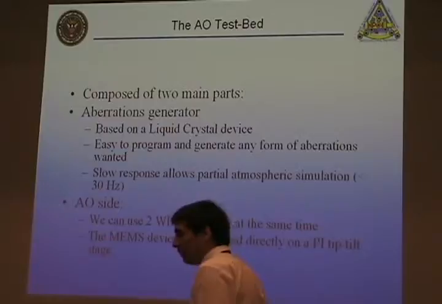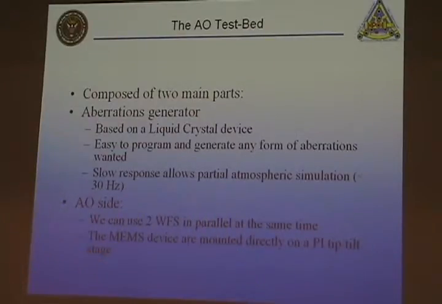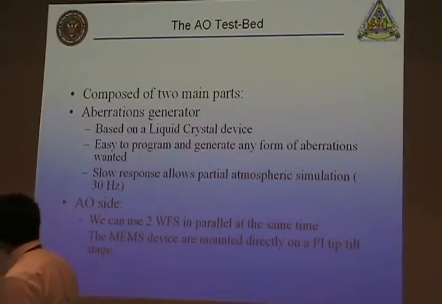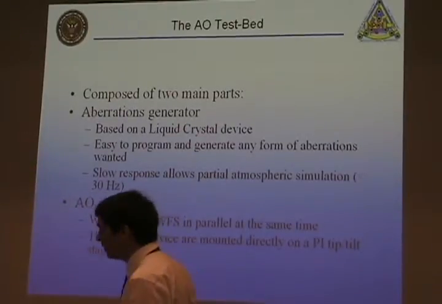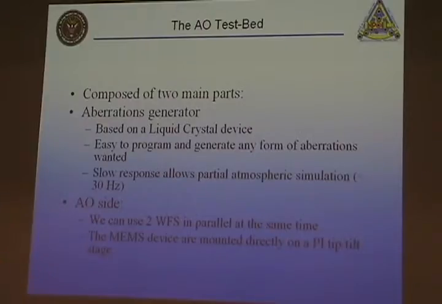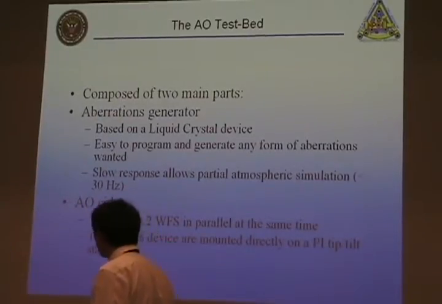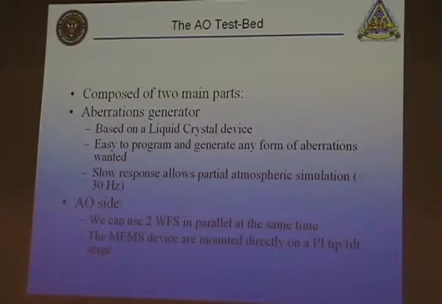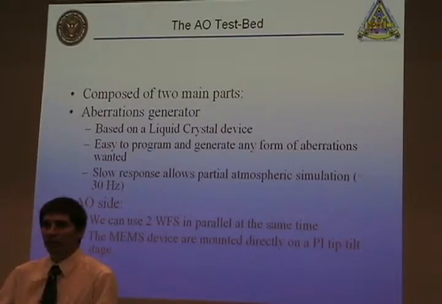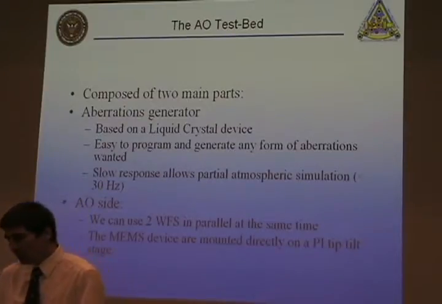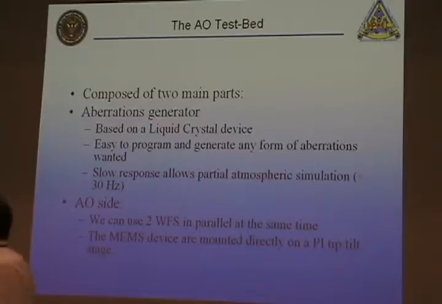Now, the test bed that we have in our lab basically started out testing the lightweight telescope that we've obtained. It's composed of two main parts. One is an aberration generator, so we can simulate any type of aberration we want, including atmospheric type aberrations. And then we have the AO side where we have two wavefront sensors in parallel. The reason is that we have the Dalsa camera that we had before, where we can put whatever new type of wavefront sensor we want to try. And then we have the new camera with our Hartmann wavefront sensor. And so we can put them side by side and test different wavefront sensors.